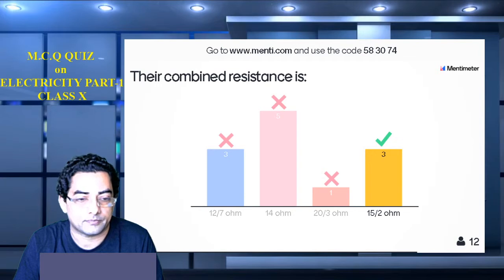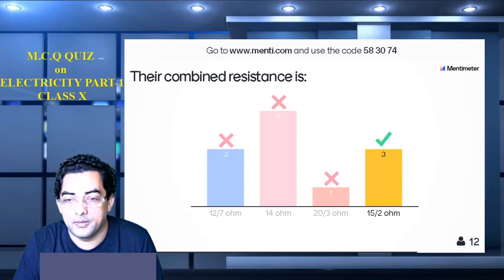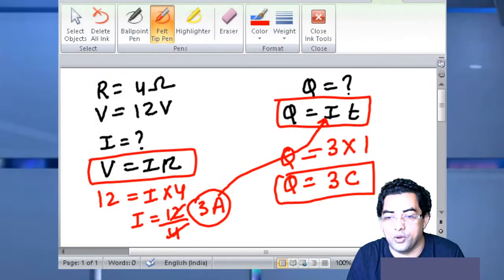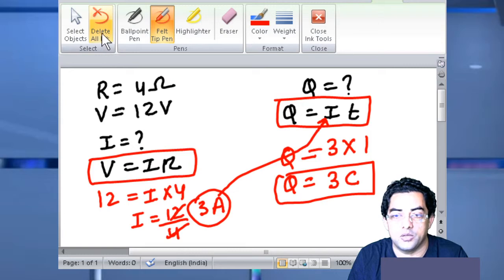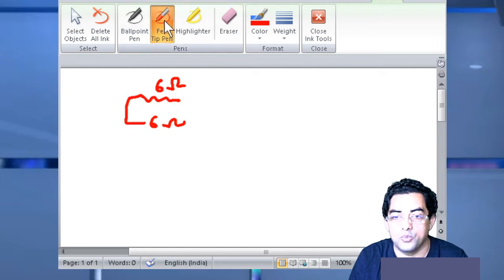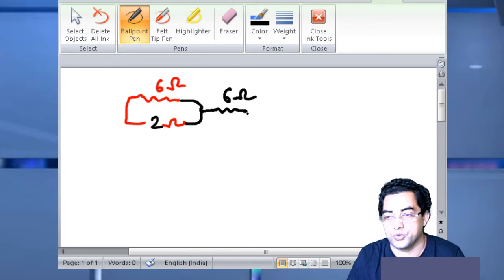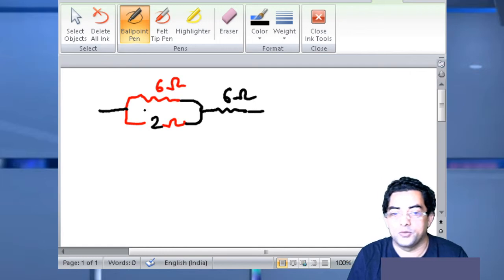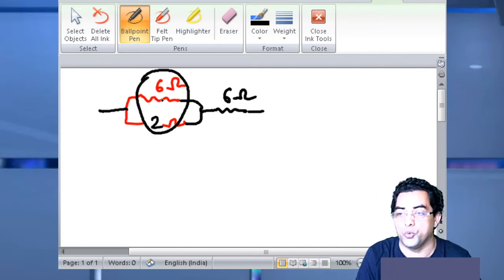Now I have forgotten what was the sequence. Was it 6 ohms? No, 6 ohms and I think it was 2 ohms, and then here was 6 ohms, right? So if this was the question, first we need to solve these two, right?